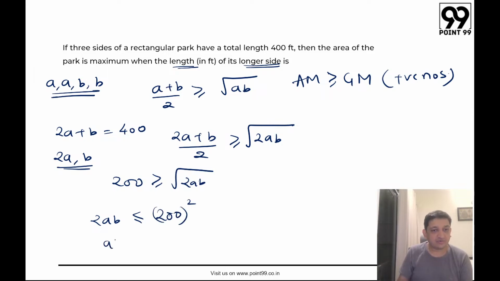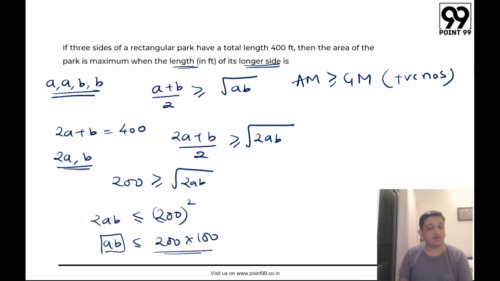Or in other words, ab is going to be less than or equal to 200 into 100. 2 will get cancelled out from both sides. तो कुछ 20,000 आएगा, doesn't matter. Now the point is, ab, the area, will always be less than or equal to 200 into 100. So the maximum value that the area can take will be 200 into 100.